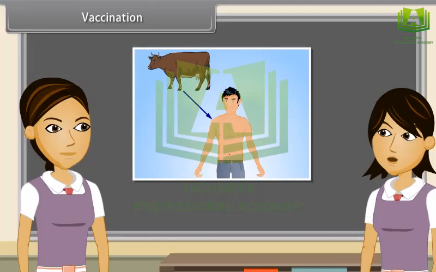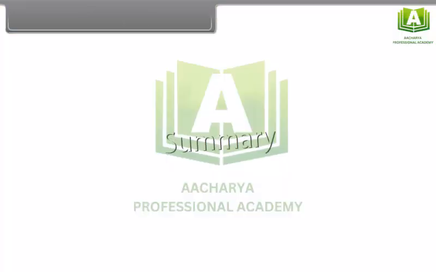From these two words, the word vaccination has been derived. So we can say that vaccination is the administration of antigenic material or a vaccine to stimulate the immune system of an individual to develop adaptive immunity to a disease. Summary.